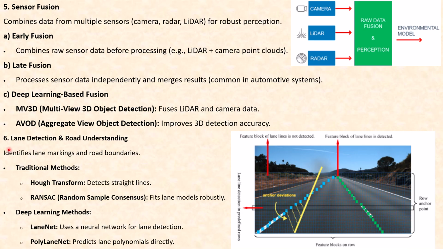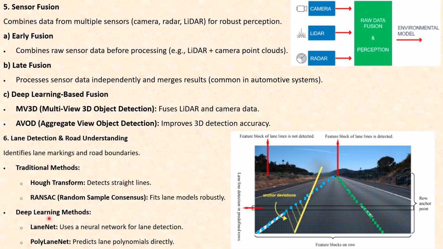Next comes lane detection and road understanding. It identifies the lane markings and the road boundaries. Traditional methods like Hough transform and RANSAC. RANSAC is the acronym for random sample consensus, and it fits the lane models very robustly. This is a very robust model for lane detection.